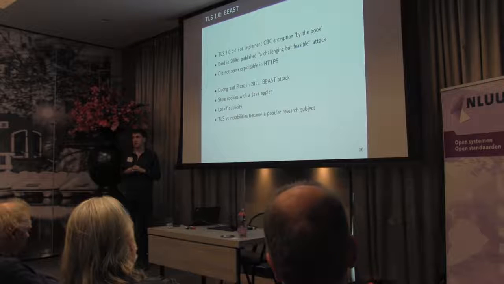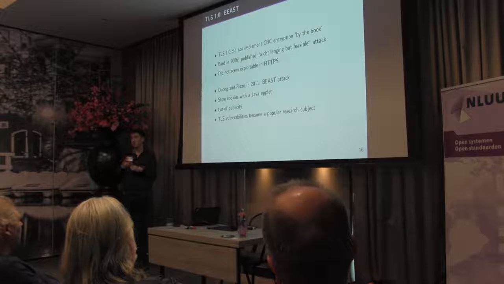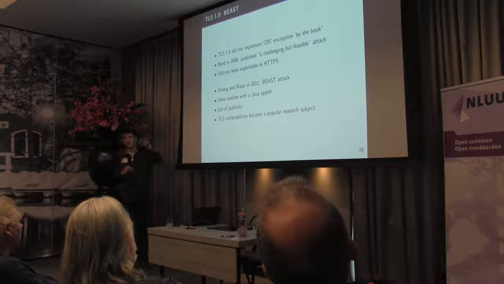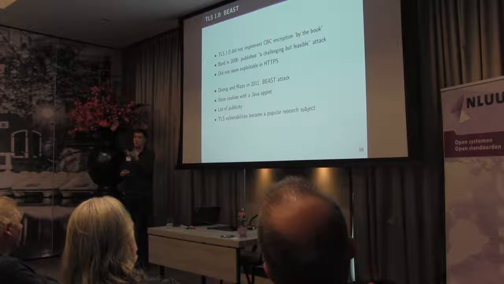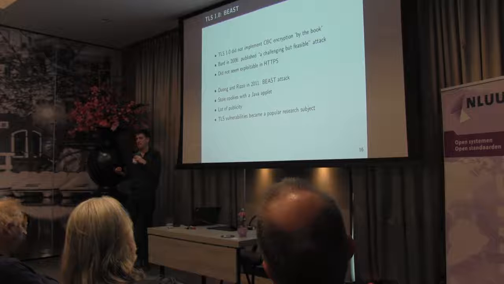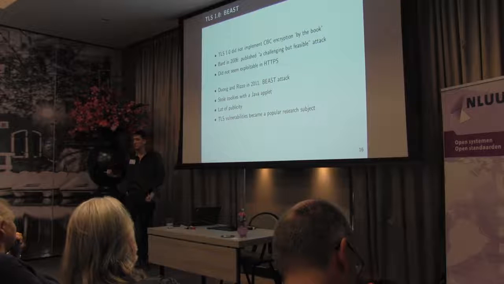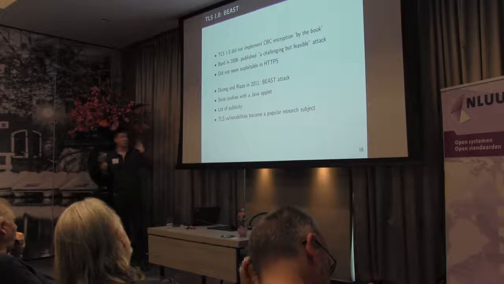Then two researchers published the so-called BEAST attack, and after searching for a long time, they finally managed to find a way to exploit this theoretical vulnerability and turn it into an actual vulnerability. In order to do that, they needed to abuse a bug in Java and use a Java applet for it. So it was a pretty complicated and far-fetched attack that could easily be patched out. But it did demonstrate that these theoretical vulnerabilities in TLS could potentially lead to actual issues. And it also got a lot of publicity.